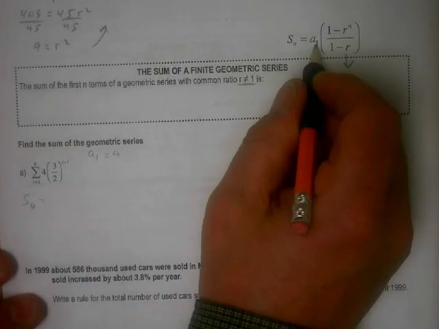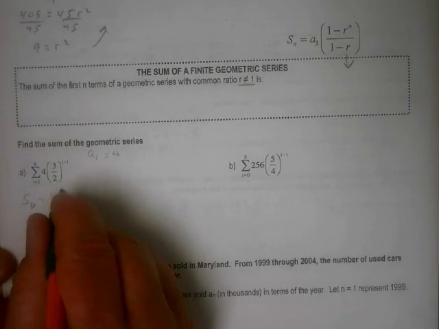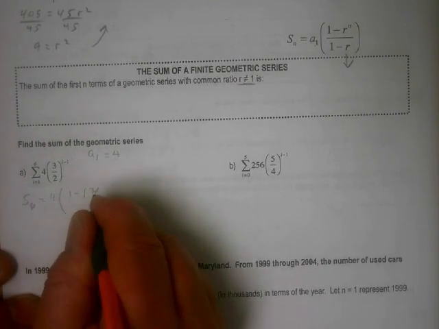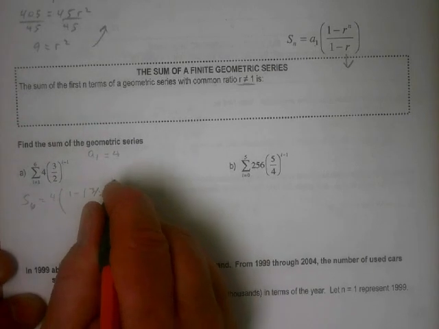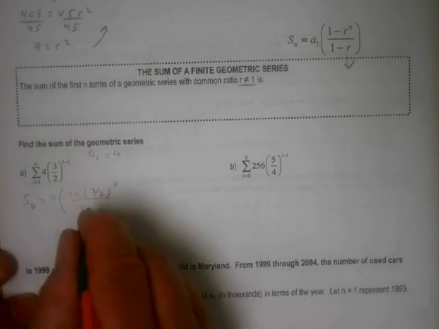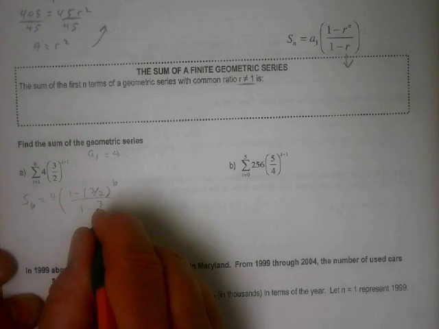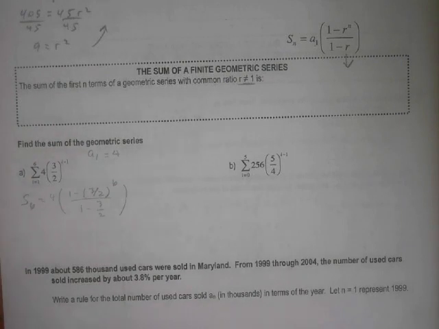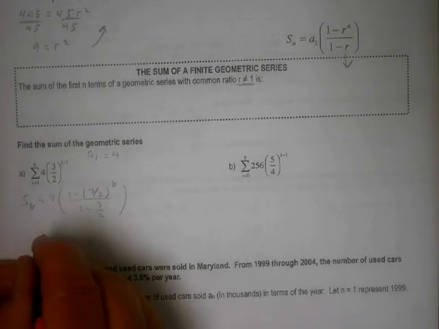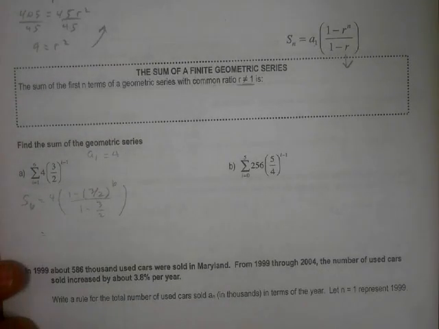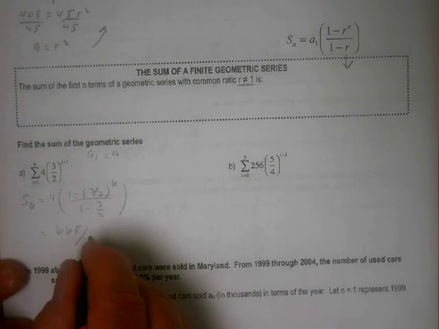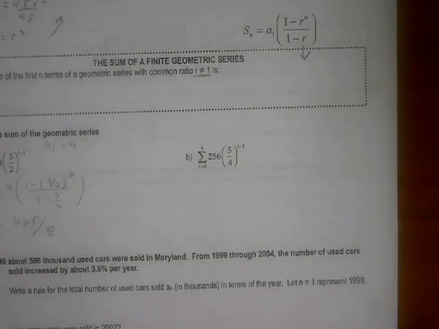Therefore, s sub 6 equals a sub 1, which is 4, times 1 minus 3 over 2 raised to the 6th power, all that divided by 1 minus 3 halves. Put that in your calculator, and what you get is 665 divided by 8.